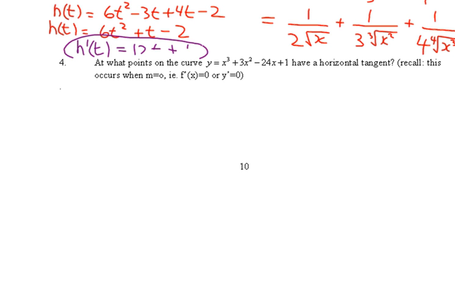Okay, now, at what points on this curve do we have a horizontal tangent? Here's my strategy. I'm going to find y prime. I'm going to set it equal to 0, and I'm going to solve for x.